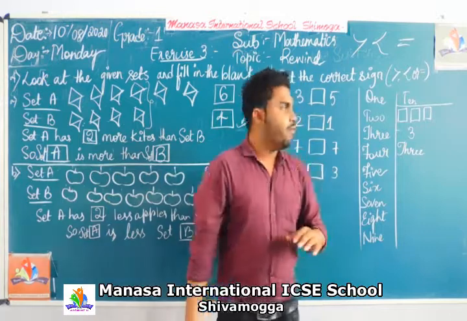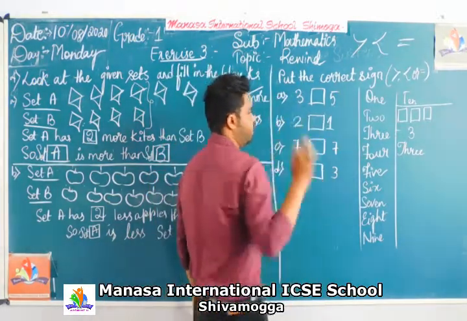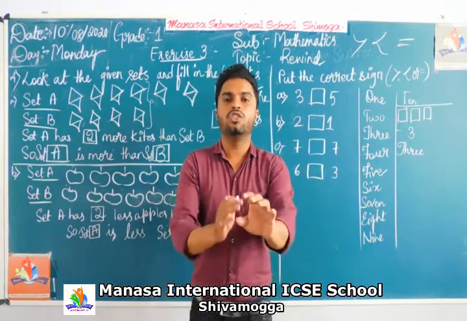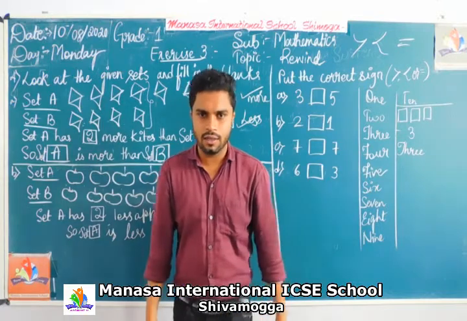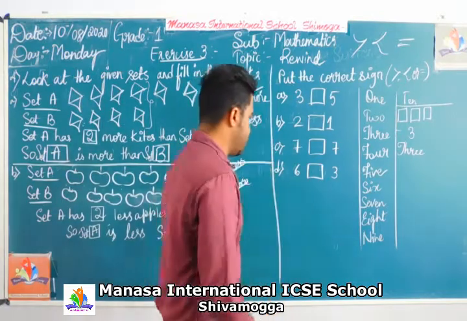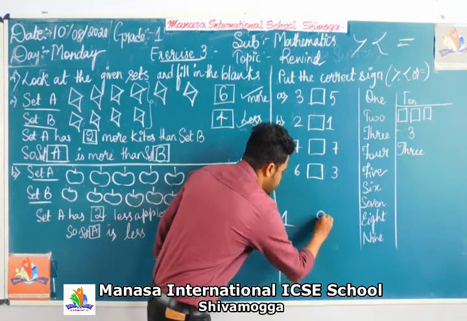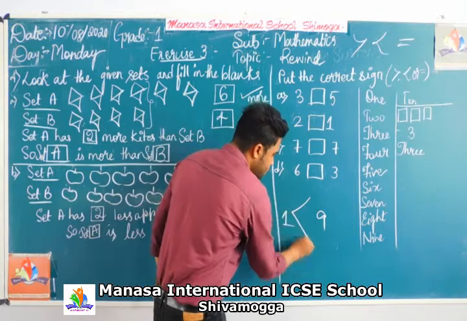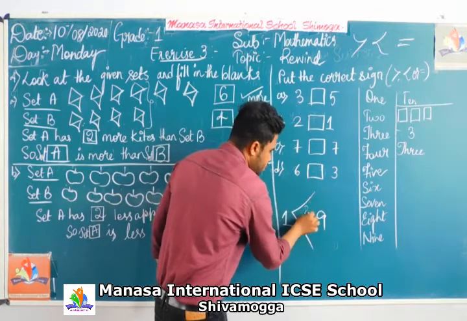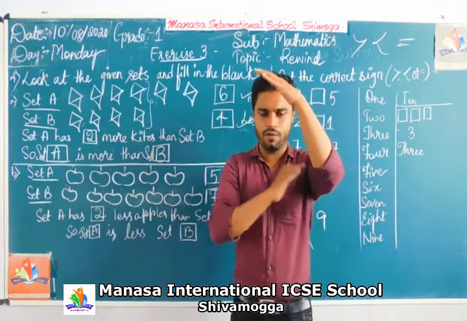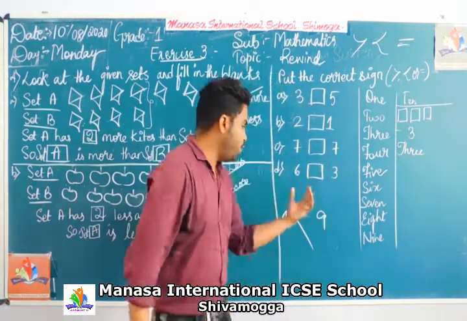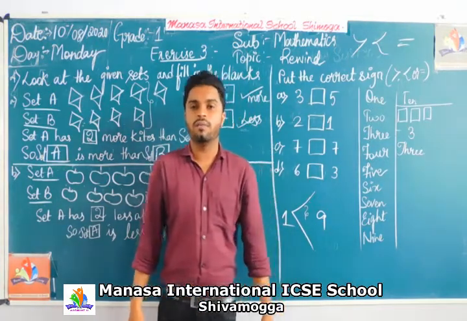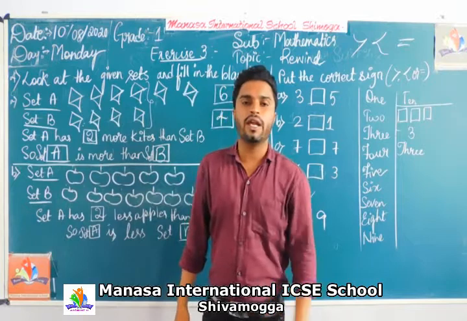Okay? First see 3 and 5. Which is greater? 5 is greater. And I will show you the trick to write the sign. For example, you have 1 and 9. Can you see the open face? This is open, right? This open face should be towards the greater number. It should be towards the greater number.